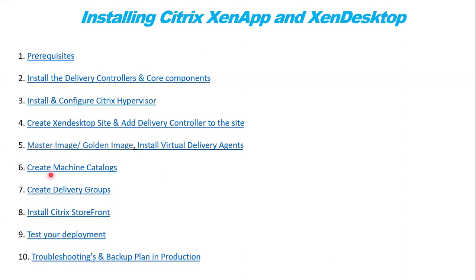Then we will create the machine catalogs. Then we'll create the delivery groups. After creating delivery groups, we will install and configure our first storefront server for the end user. And once the storefront is done, then we will test our deployment as an end user.